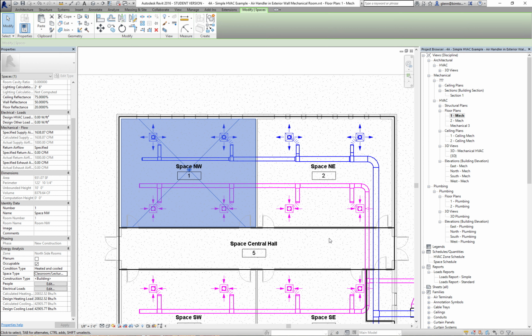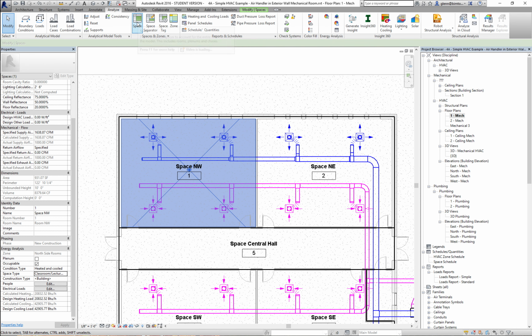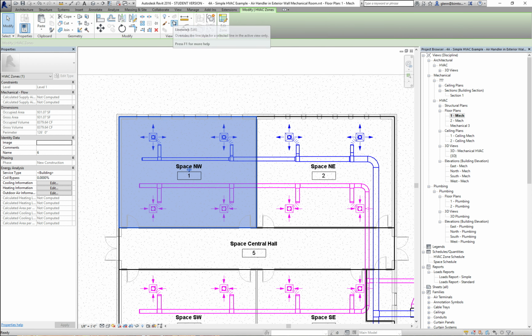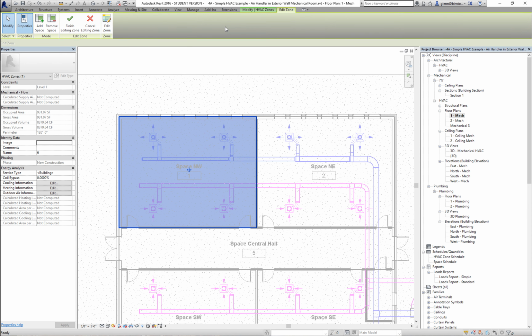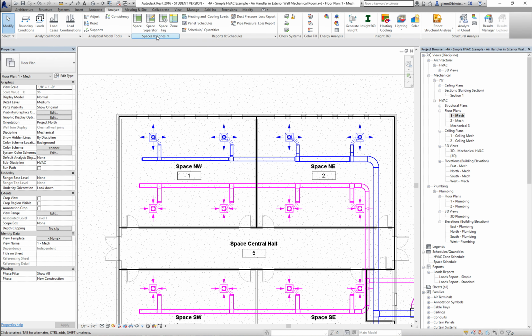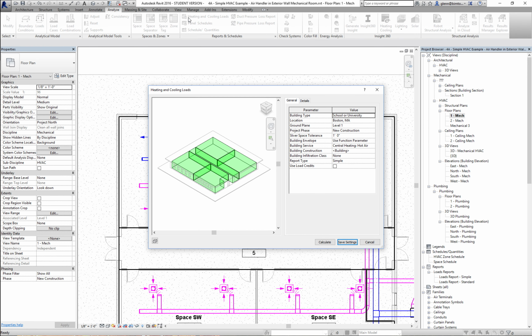I broke this building up originally into 3 zones: the northern building rooms, the southern spaces, and the central hall. And how you do that is under the Analyze tab. First, we create spaces. And then we can create zones. If you edit a zone, you can basically see which spaces are within it. Although, let me show this in terms of how it did get laid out. If you go to the heating and cooling loads, you'll actually see these are the different spaces.